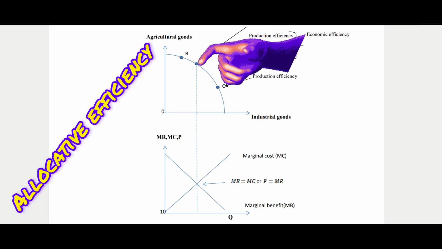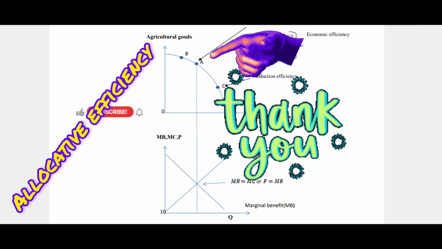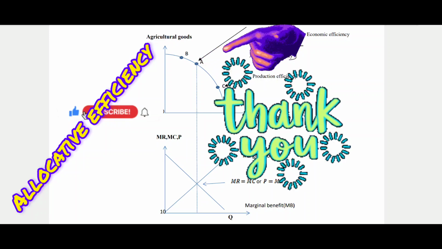Finally, when both allocative efficiency and productive efficiency are achieved, the economy is said to have economic efficiency. This concludes our presentation on microeconomic concepts using the production possibility frontier.